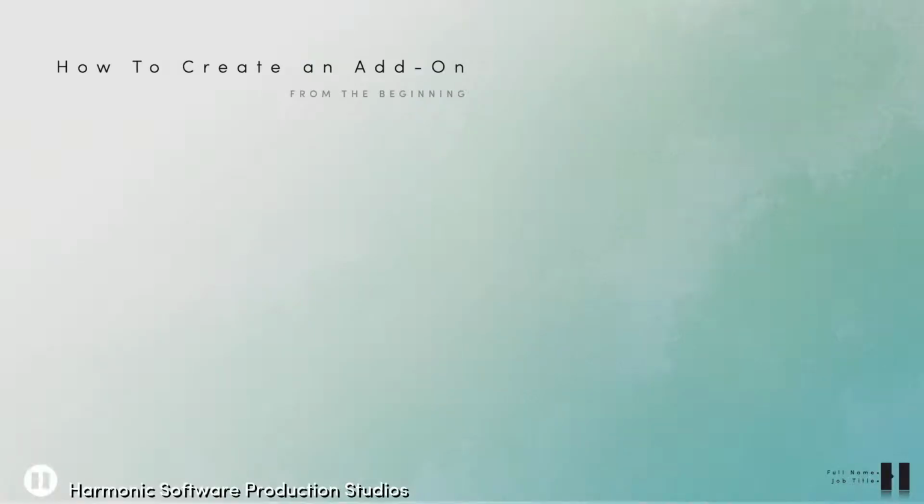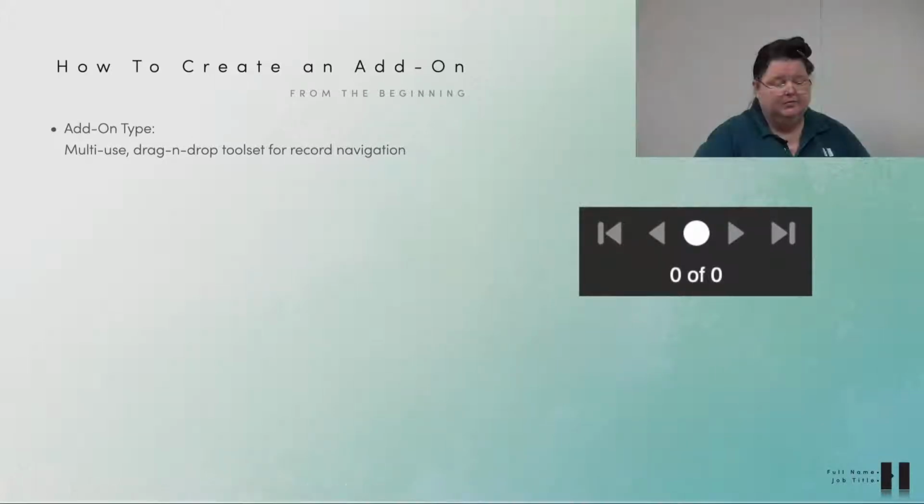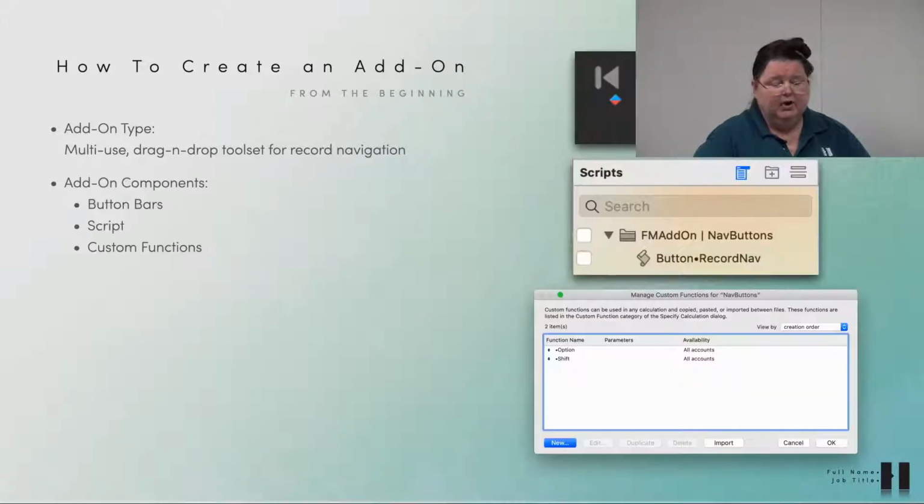To demonstrate how easy creating an add-on can be, I'm going to make one for the navigation bar that I use frequently on multiple layouts in multiple apps. So my add-on type will be a drag and drop group of objects. My components include button bars with hide conditions and conditional formatting already defined, one script, and 2 custom functions.